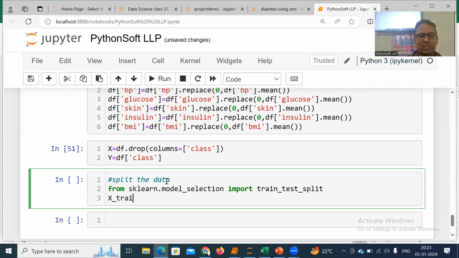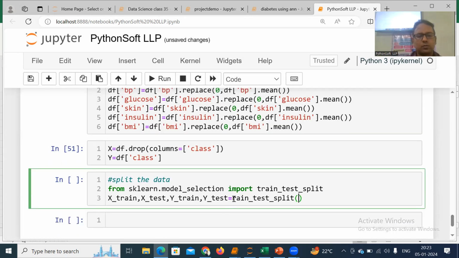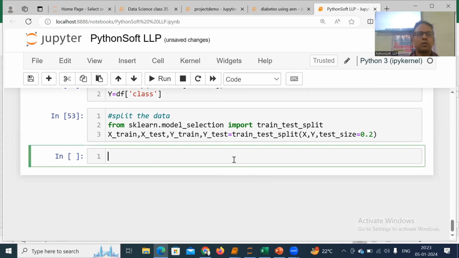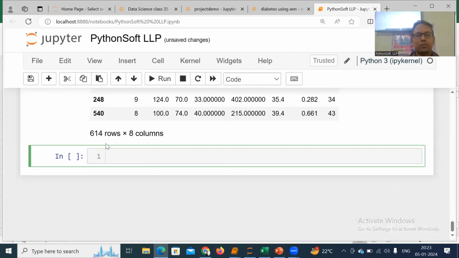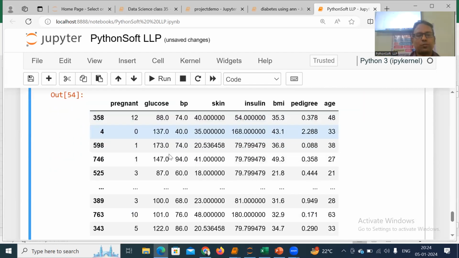So for that I am using this: X_train, X_test, y_train, y_test equal to train_test_split. In brackets, you put input and output and mention test_size equal to 0.2. Test size 0.2 means the training size will be 0.8. If you see what X_train is, X_train is 80% of the input, randomly chosen. 614 is 80% input.